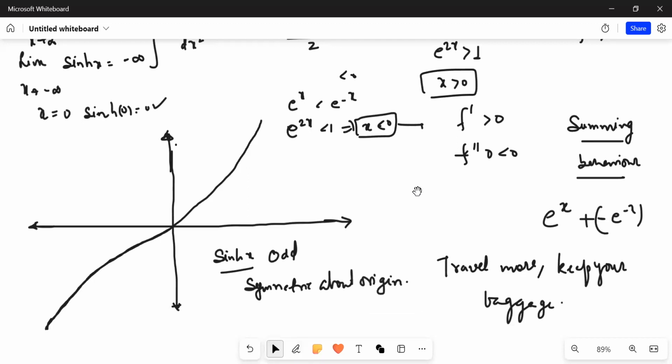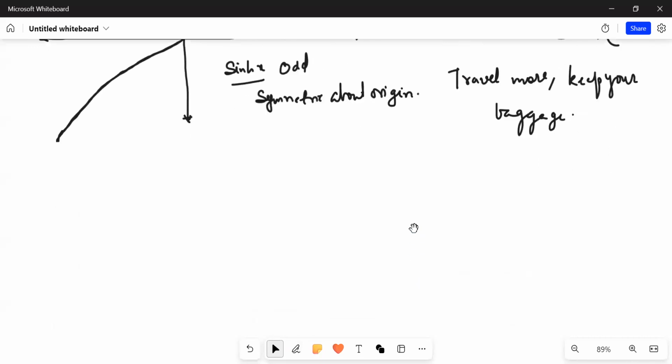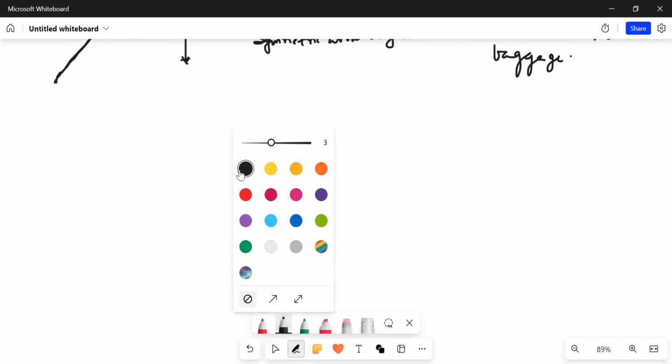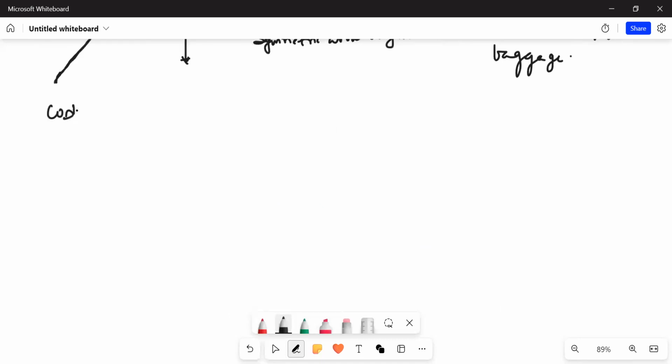Now let us try to make the graph of cos hyperbolic x. Tan hyperbolic I have already drawn, so I'm not drawing that graph. You can see those lectures, I have already recorded them. So how to make the graph of cos hyperbolic? Again, for cos hyperbolic, the ingredients are nothing but e to the power x and e to the power minus x. So you just see the summing behavior of both.